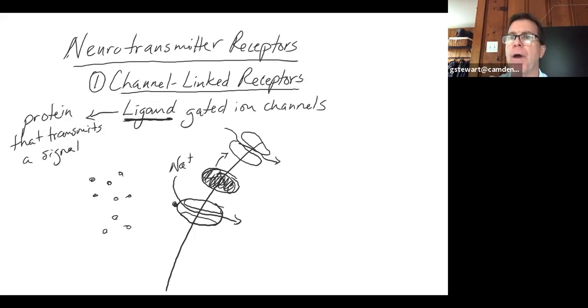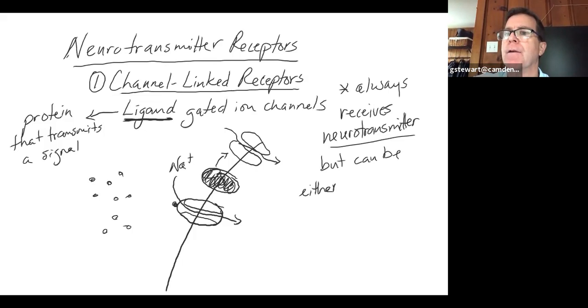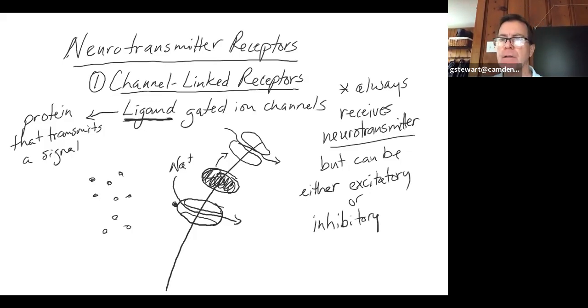This type always receives neurotransmitter. So they're only involved in chemically gated or chemical synapses, and they always receive neurotransmitter, but they can be either excitatory or inhibitory. Okay, so those are channel linked receptors.